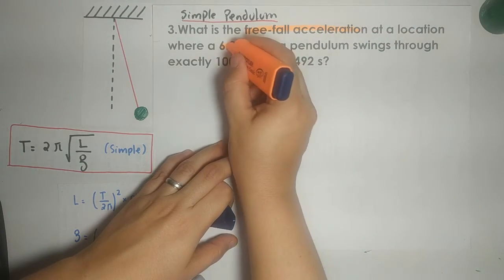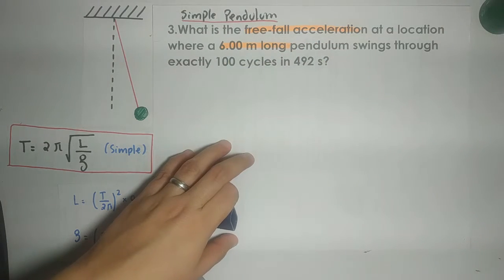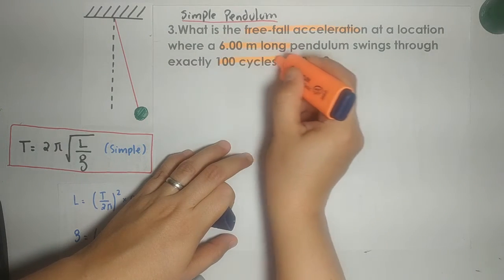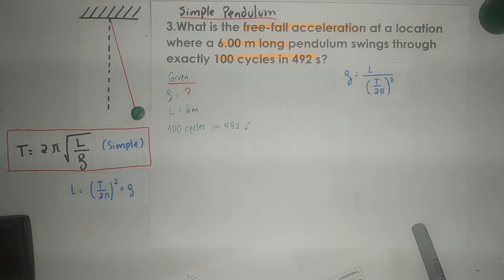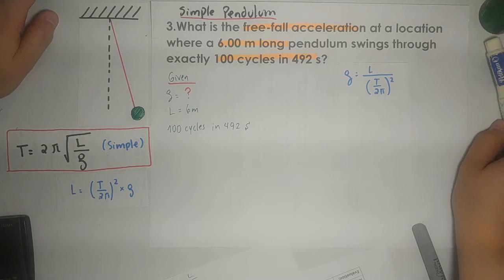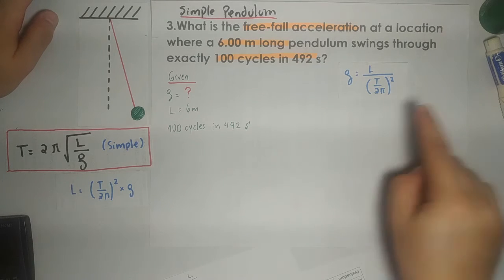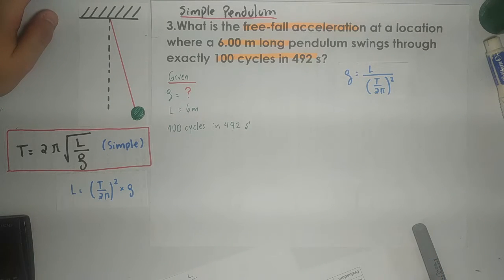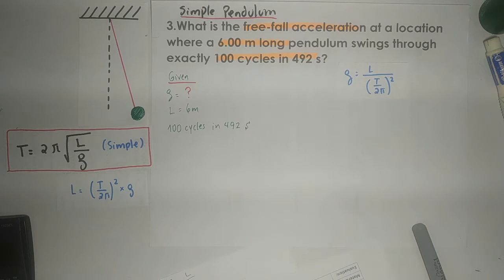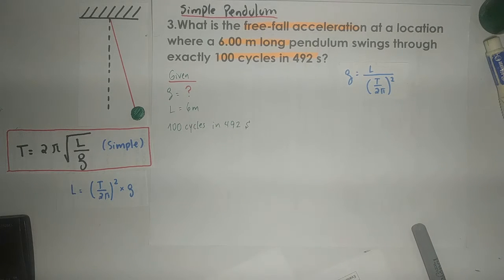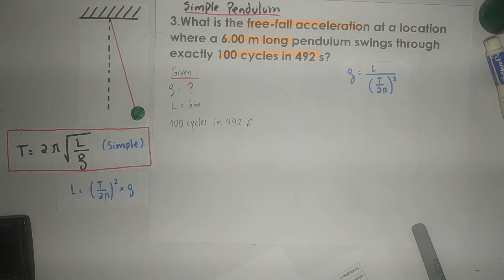Let's do it. So I have to find free fall acceleration or gravity. They are giving me length. They are giving me this 100 cycles in 492 seconds. Okay guys, look, I had a mistake in the formula, so I did a correction in the isolation of gravity. This is the correct formula. I already checked twice that it's correct.